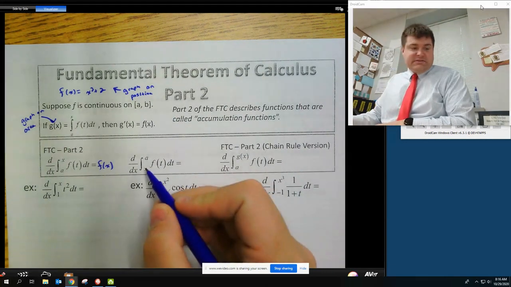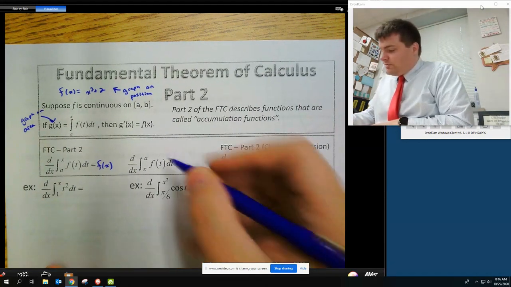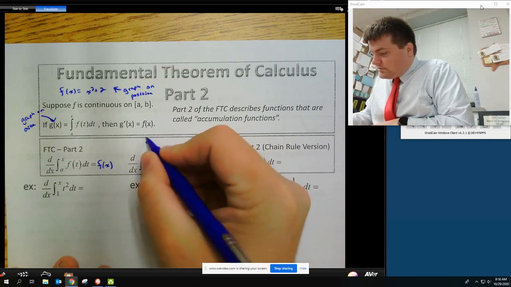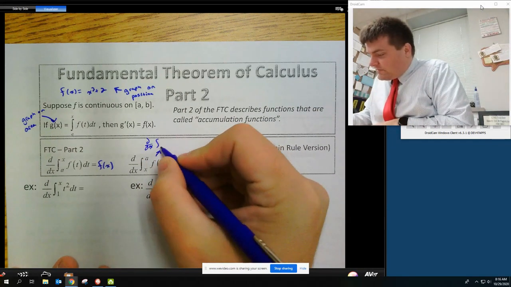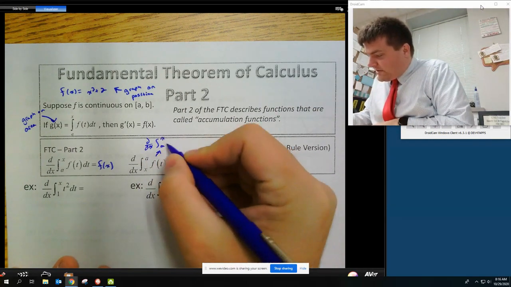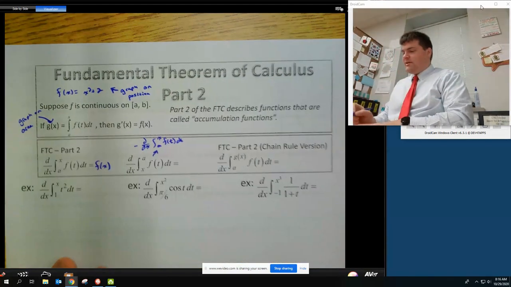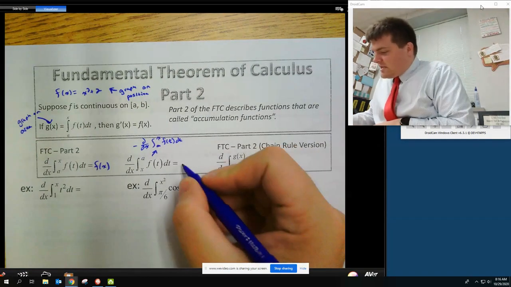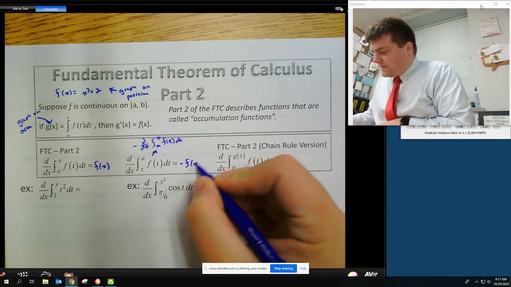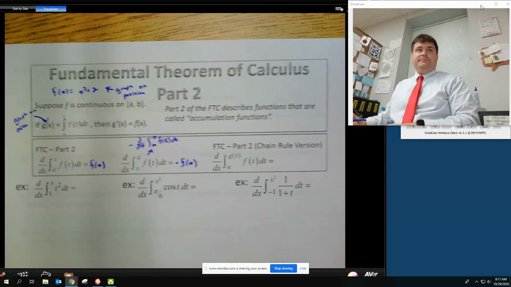If you have it where x is on the bottom, all you have to do is flip it. So it becomes d over dx of the integral from a to x of f of t dt. And when you flip it, it becomes negative. So this is going to be the same thing. It's going to be negative f of x, but I had to flip it because x is on the bottom.